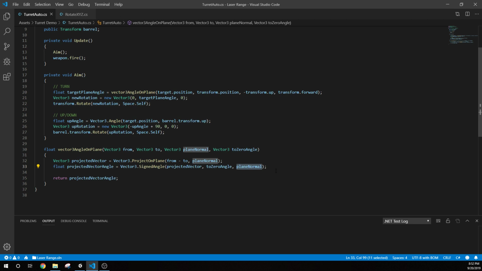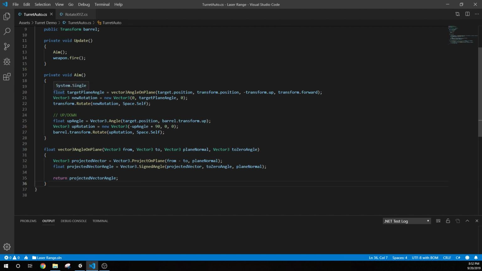So if the object is to the turret's right, we're going to turn right. If it's to the turret's left, it's going to be negative, and we're going to turn left. So that's what we're doing there. We're reusing that plane normal to figure out that axis with which we're rotating around, the sign of that axis, I should say. And then we're going to return that projected vector angle. So that's how we do that.